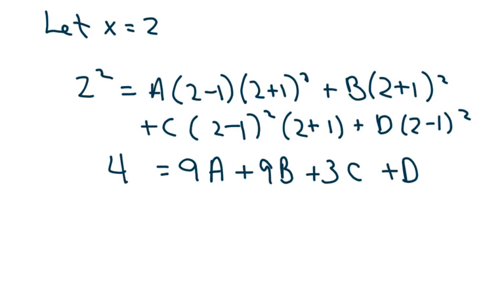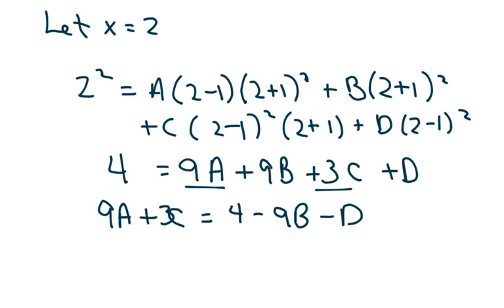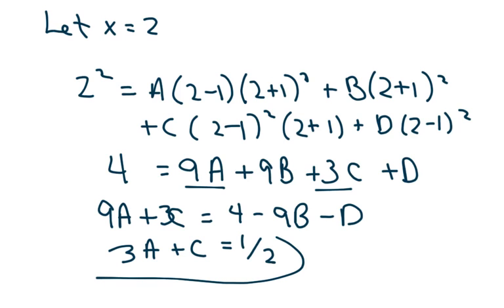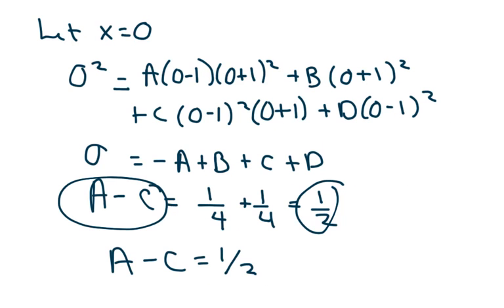Now when you plug in your B and D, I'm going to move over 9A and 3C, so you're going to get 9A plus 3C equals 4 minus 9B minus D. And you plug everything in, you're going to get 3A plus C equals 1/2. So now you have a system of equations. You have this one and you have this one.